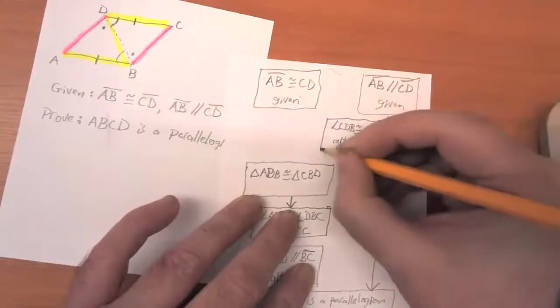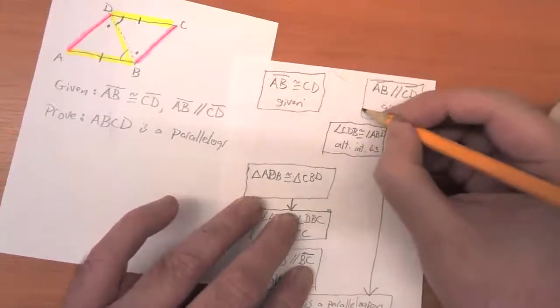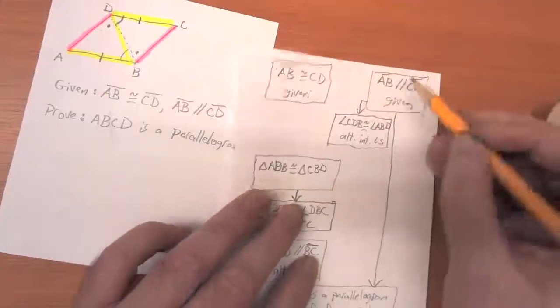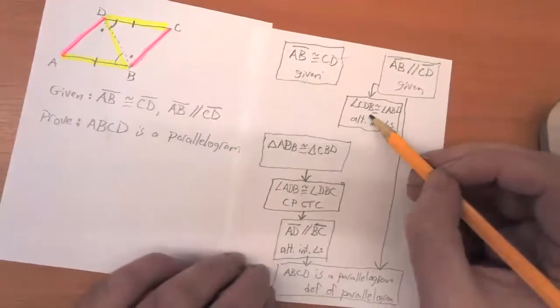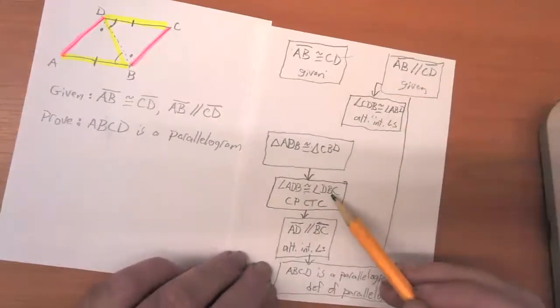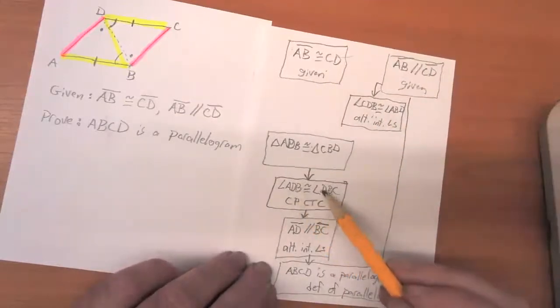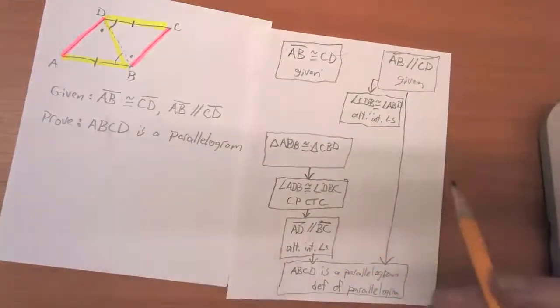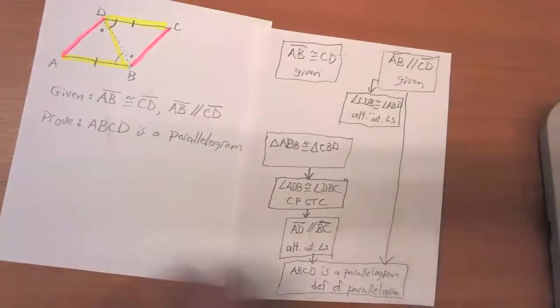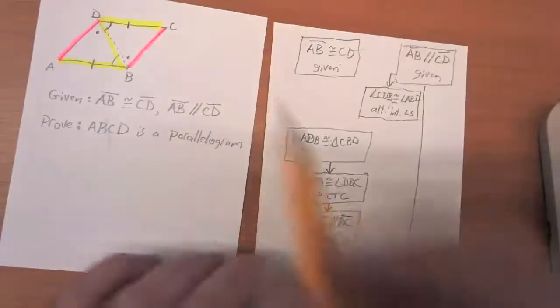Notice how we're using alternate interior angles in both ways in this proof. We've got parallel sides, so therefore the alternate interior angles are congruent. Down here, we did the opposite. We said we've got some congruent alternate interior angles, therefore the lines that form them must be parallel. Both of those are legitimate ways to use that theorem.